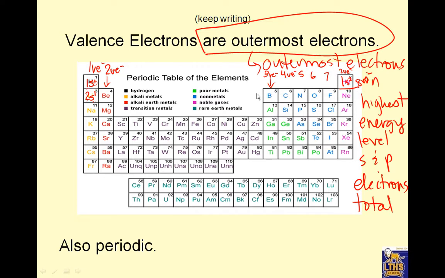Okay, valence electrons. So this would be 2p. Over here is 2s2, so 2, and then we get to here, 2p6, so 2 plus 6 is 8.